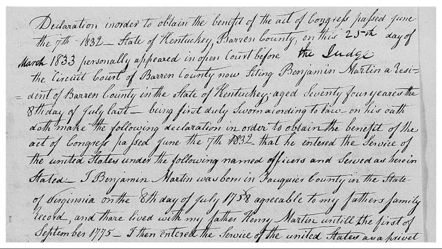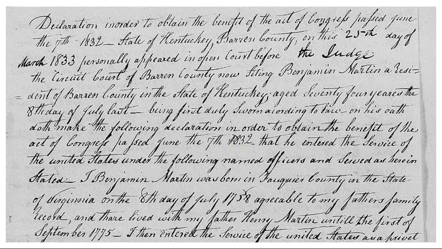Now, here is Benjamin's declaration before the court, Barron County, Kentucky, in 1833, where he's saying all the information that's required under the Act, and he's applying under the Act of 1832, okay, June the 7th, 1832. And it's really important that you make note of that when somebody applies, of how they're applying based on those benefits, based upon the Act of Congress.